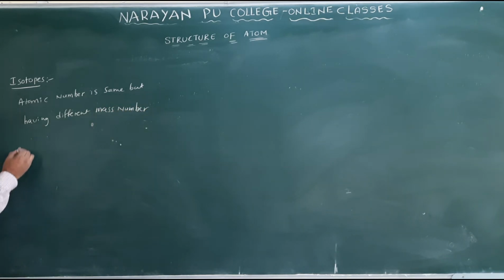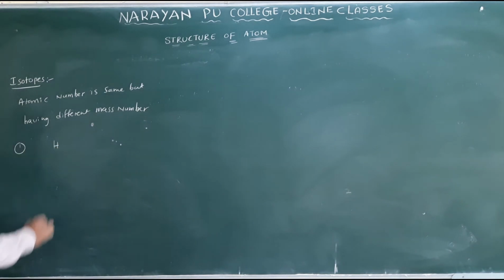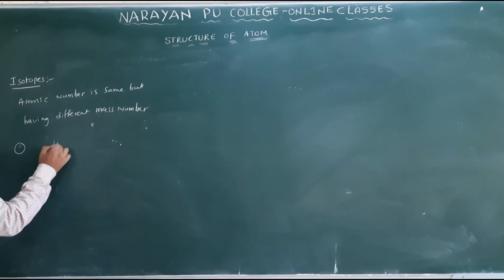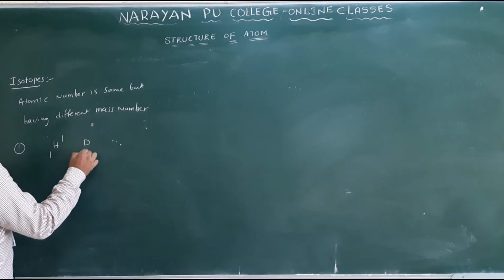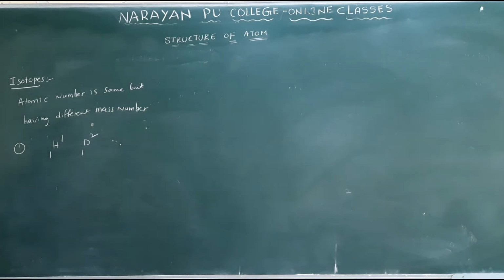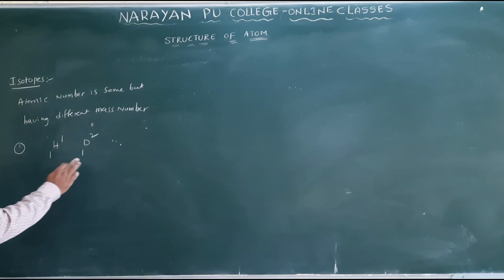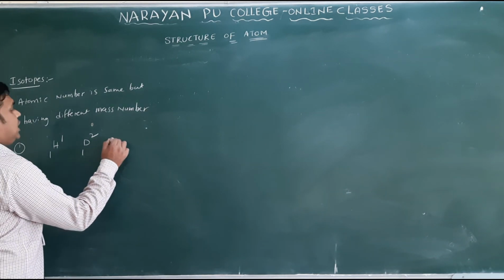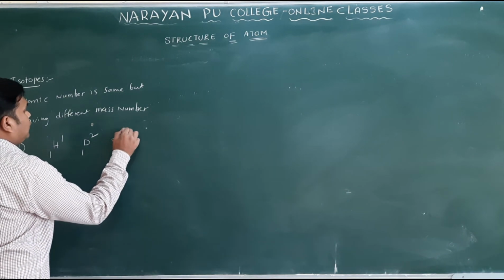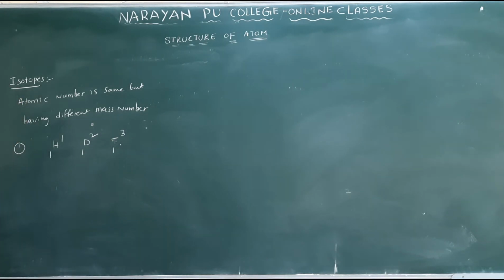Different mass numbers only. We'll take one example with hydrogen only. Hydrogen has 3 isotopes only. The hydrogen element has atomic number 1, and we can see here D. What is D? Deuterium, that is an isotope of hydrogen. Atomic number is 1 but the mass number is 2 only. And one more we have, that is tritium, T. We can write here 1T3 only. So these are the isotopes of hydrogen only.